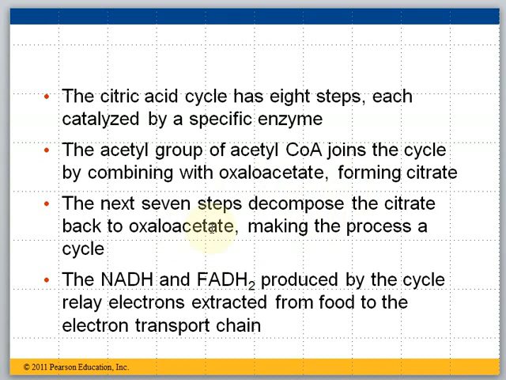But at the end of the process, the citrate is decomposed, deconstructed back into the initial oxaloacetate. And so that can re-enter the system. That's why we call it a cycle. The NADH and the FADH2 that's produced by the cycle, remember, those are like the temporary batteries. They are relaying electrons that came initially from the glucose or the food, and they're going to take those to what's called the electron transport chain. So they're like the buckets or the vehicles, remember, that are carrying these electrons down the hill.